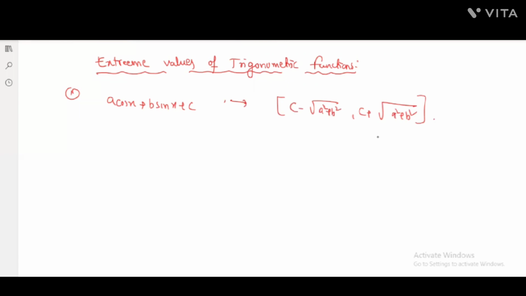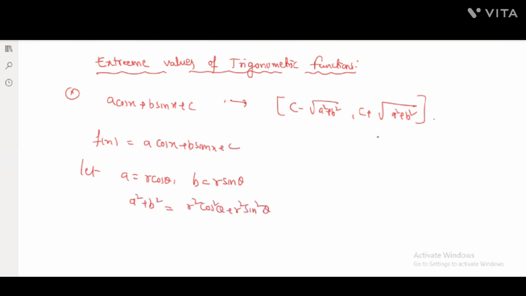Generally, let us assume f of x is equal to a cos x plus b sin x plus c. Let a equal r cos theta, b equal r sin theta. Then we get a square plus b square equals r square cos square theta plus r square sin square theta, which is r square. So r is root of a square plus b square, for r greater than 0.